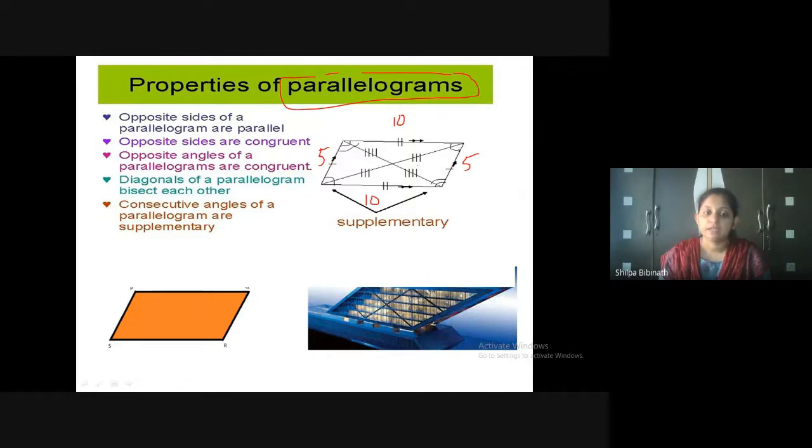Opposite angles of a parallelogram are congruent. If this is 110 degrees, opposite of this will also be 110 degrees. And if this is 70 degrees, this angle will also be 70 degrees. So you need to know the properties, because problems will be asked based on the properties, and it will be easy to solve them. Okay, so you need to study the properties of all the 6 different shapes.